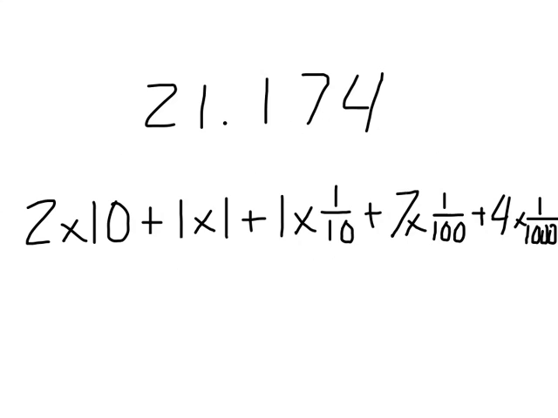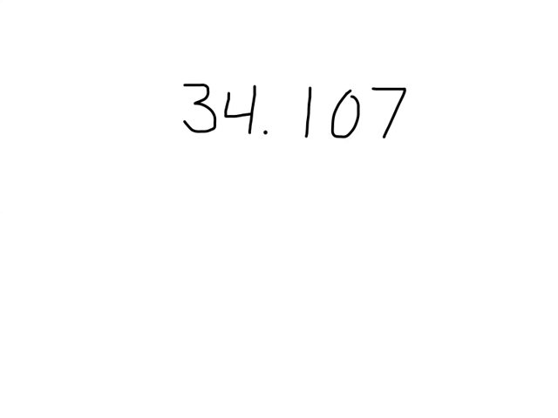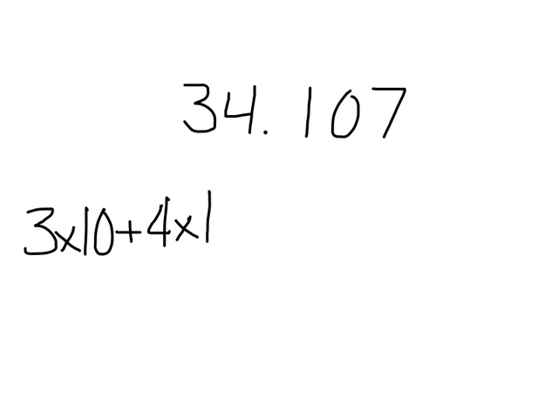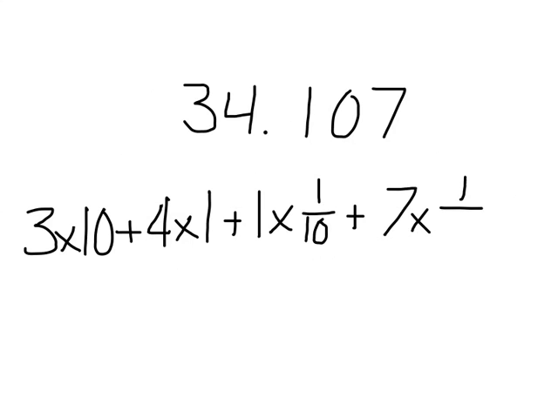You have one more example to try. Make sure you do your best so that you're ready to move on to practice. Write this number in expanded form by filling in the blanks to the left. When I write this number in expanded form, 3 is in the tens place, 3 times 10. 4 is in the ones place, 4 times 1. 1 is in the tenths place, 1 times 1/10. And 7 is in the thousandths place, 7 times 1 over 1,000.